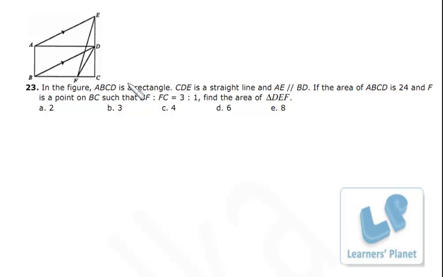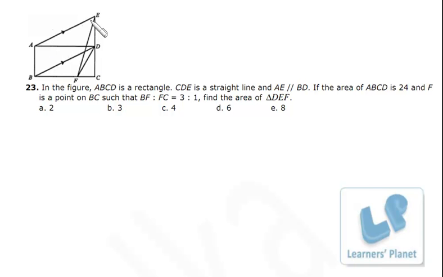Now in the figure, ABCD is a rectangle, CDE is a straight line, and AE is parallel to BD. If the area of ABCD is 24 and F is a point on BC such that BF:FC is 3:1, find the area of triangle DEF. Okay, seems to be complicated. Let's try.